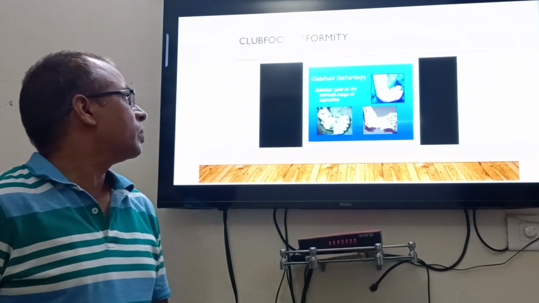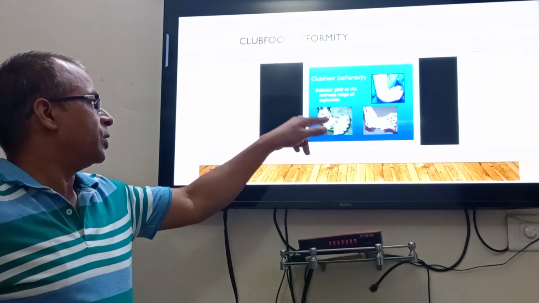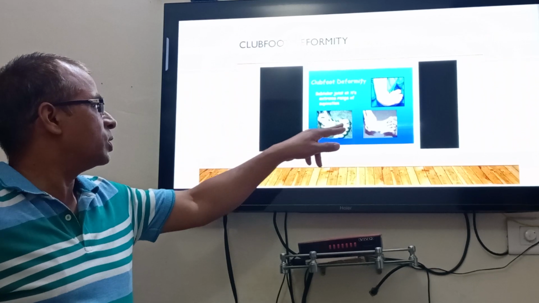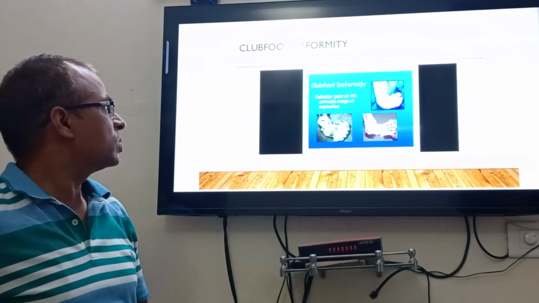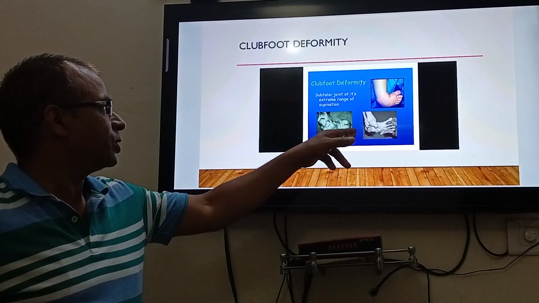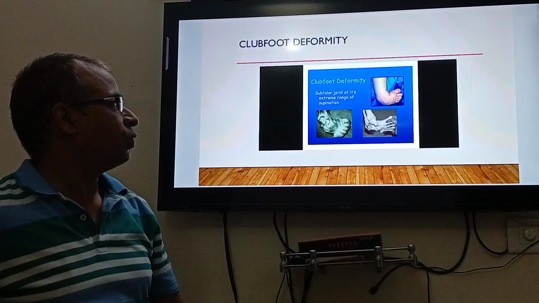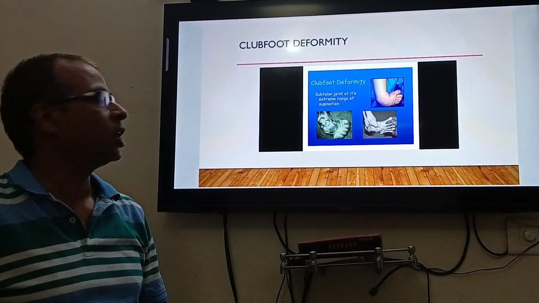In clubfoot deformity, the subtalar joint is at its extreme range of supination. In these diagrams you can see the subtalar joint at its extreme range of supination. So there is a fully supinated foot, and this is the clubfoot deformity.